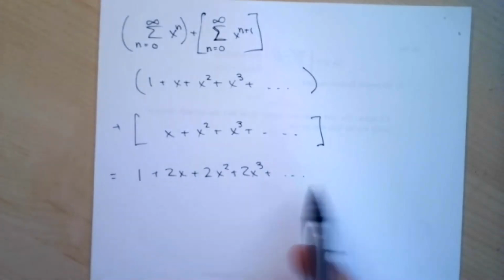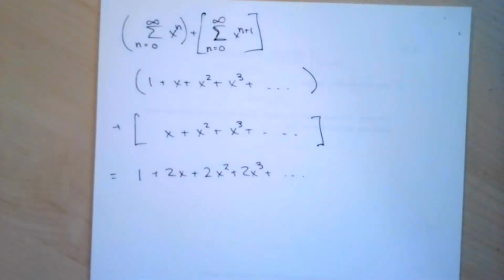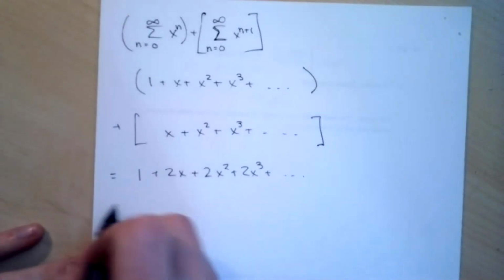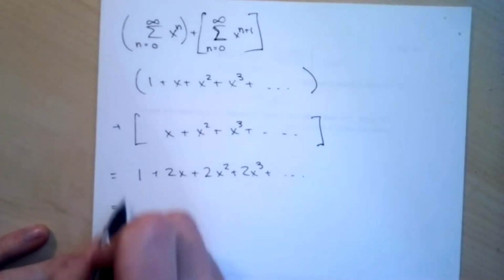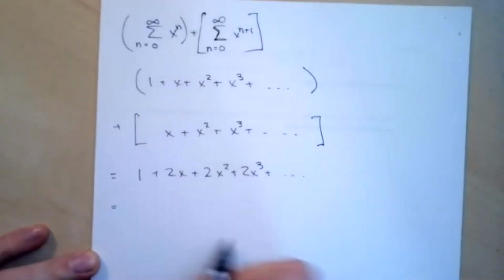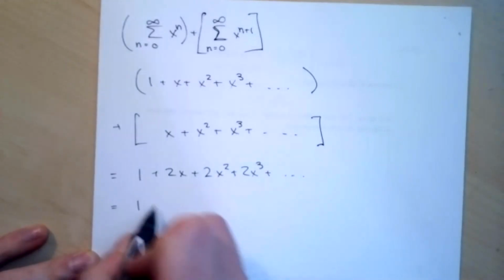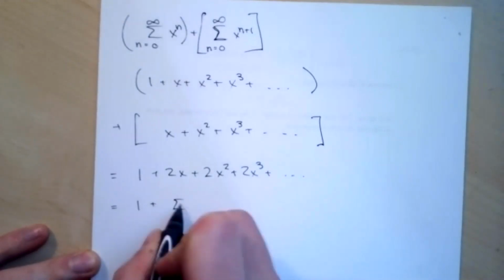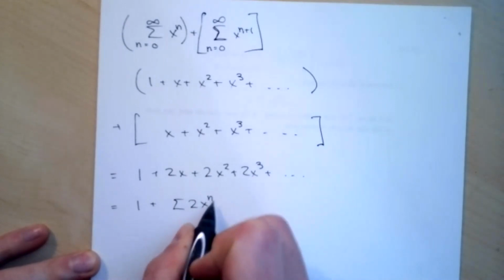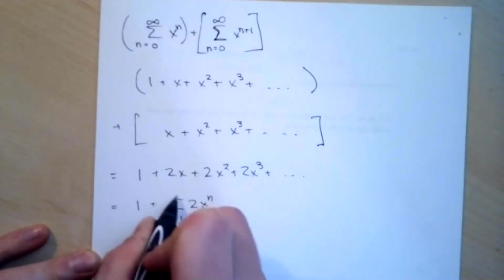Nice sequence, 2, 2, 2, 2, 2. That's an easy sequence. But what do we do with that 1? Would you just switch it to n equals 1 and just take that term out? It's essentially what you have to do. If you're going this route, you kind of have to leave that 1 out and then just write it as 2x to the n. You can start at n equals 1.